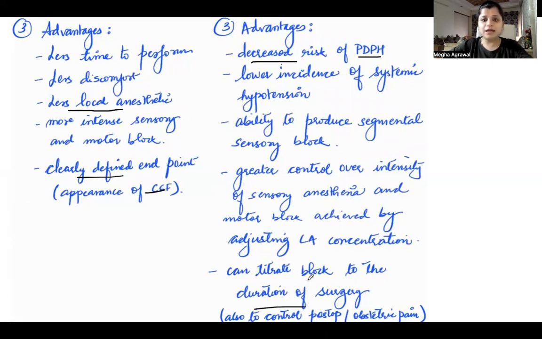Because in epidural anesthesia, we leave an epidural catheter inside, which is a very thin catheter. And through it, we can give the drug later on also for post-op pain control. And it is also used for labor pain, for obstetric pain.